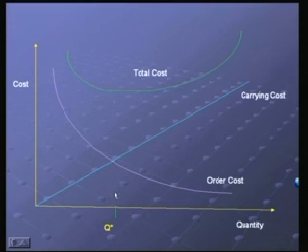This is the optimum Q star, it is very flat. At the optimum we will also find that the total order cost is equal to the total carrying cost, and the total cost is 2 times the order cost or carrying cost. It is very flat near the optimum. So, even if we increase Q by a certain quantity or decrease Q by a certain quantity, we realize that the total cost actually does not increase very significantly.